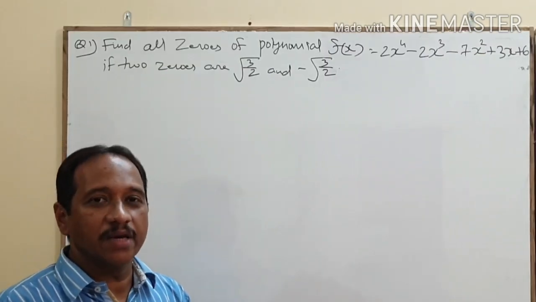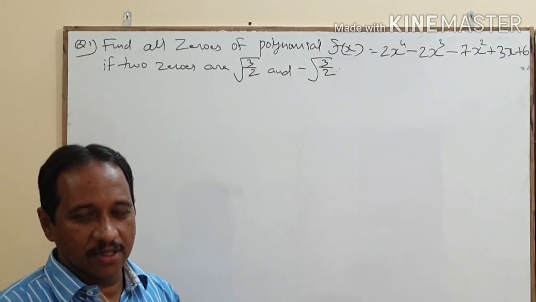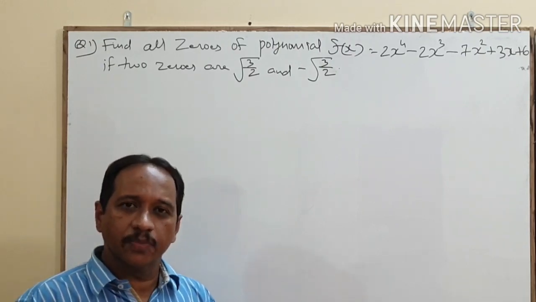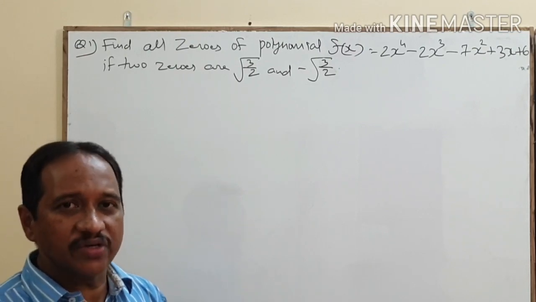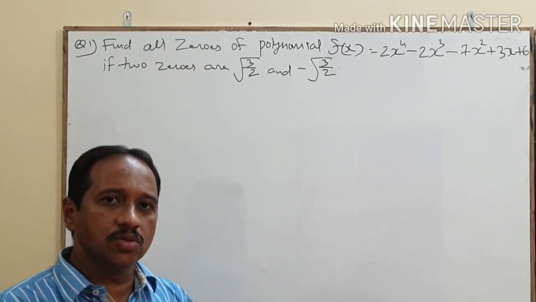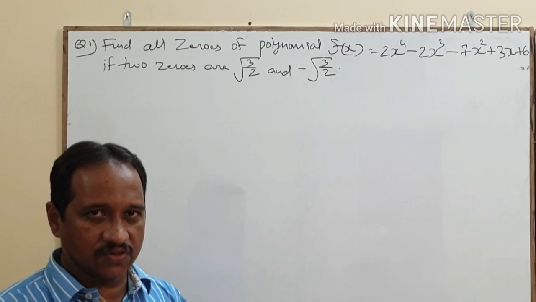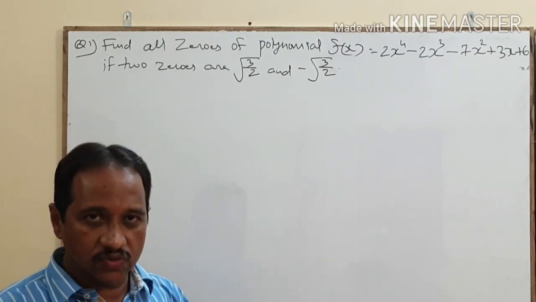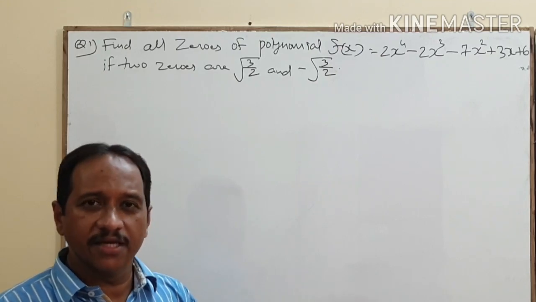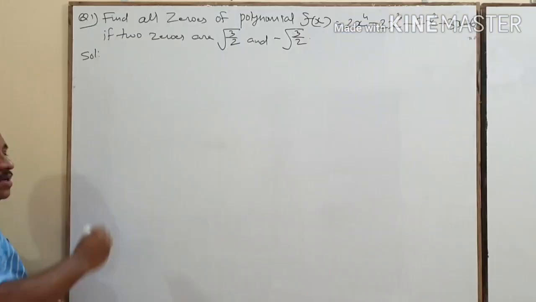Here you are given a biquadratic polynomial. You know that for a biquadratic polynomial there can be 4 zeros and hence it can be factorized into 4 linear factors. Of the 4 zeros, we are given 2 zeros and we have to find the remaining 2 zeros.